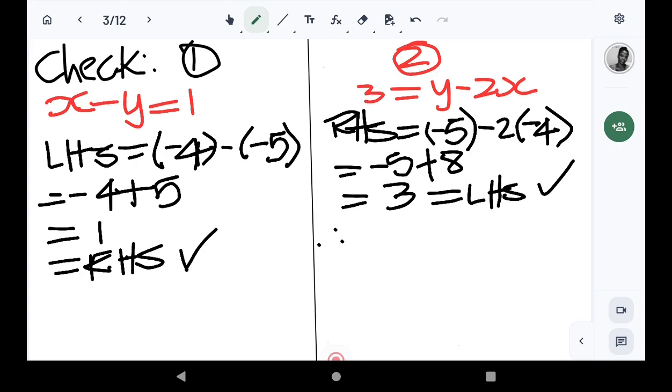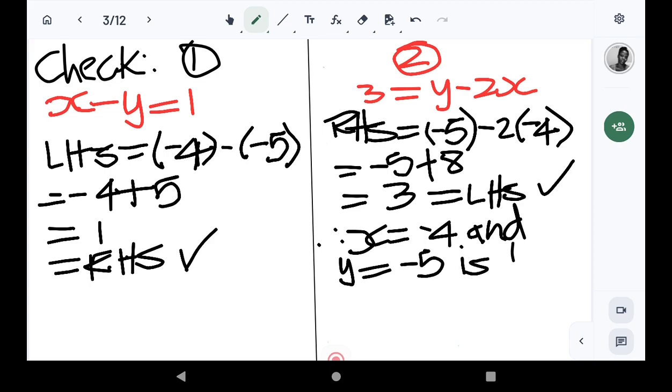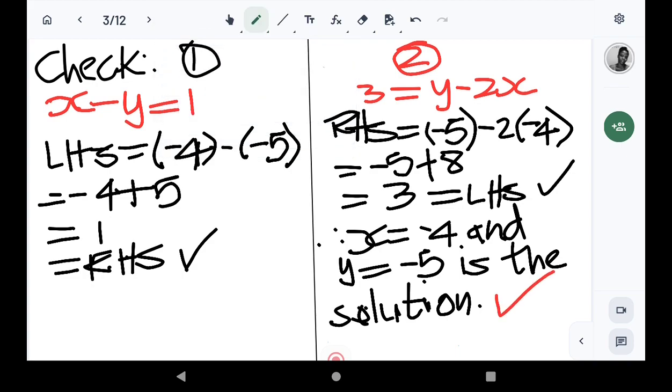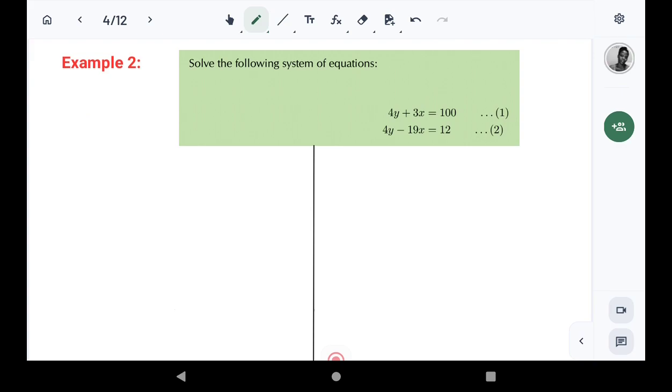Now the answer, therefore, x equals to negative 4 and y equals to negative 5 is the solution. That is the solution. And that is how you solve by substitution. We're going to look at another example on how to solve using the method of substitution.